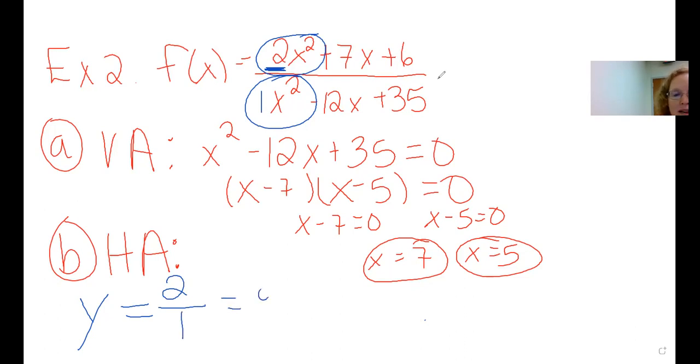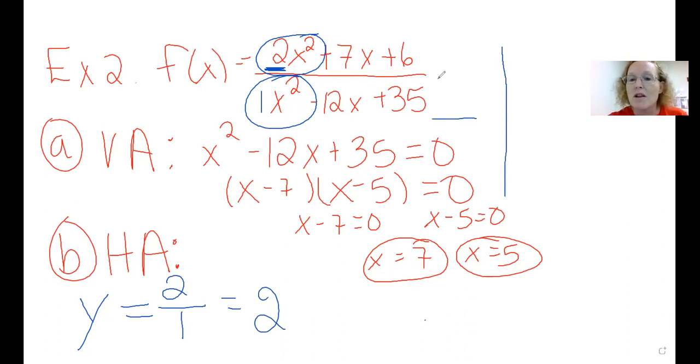and 2 over 1 equals 2. So my equation for my horizontal asymptote would be y equals 2. Now, if we were going to draw this on a graph, I want you to realize what this would look like. Okay, so there's my graph. I'm going to change colors yet again. I'm going to go to like this bright green here.